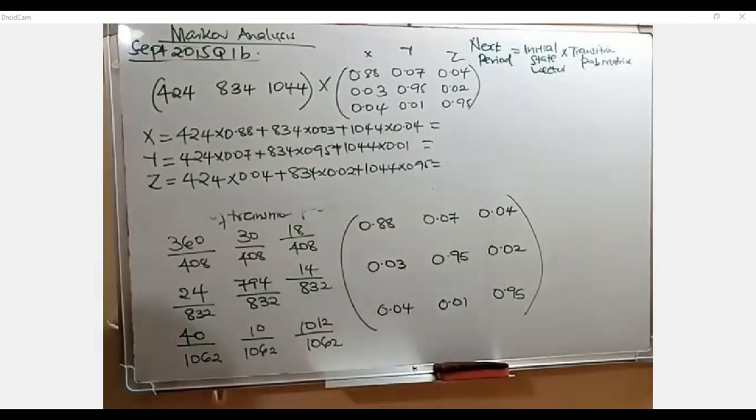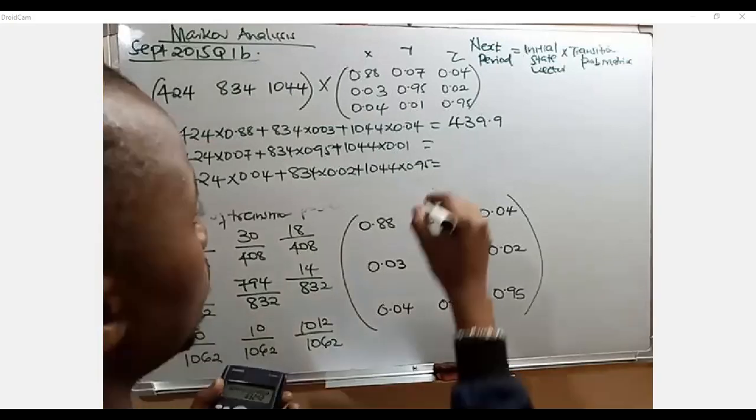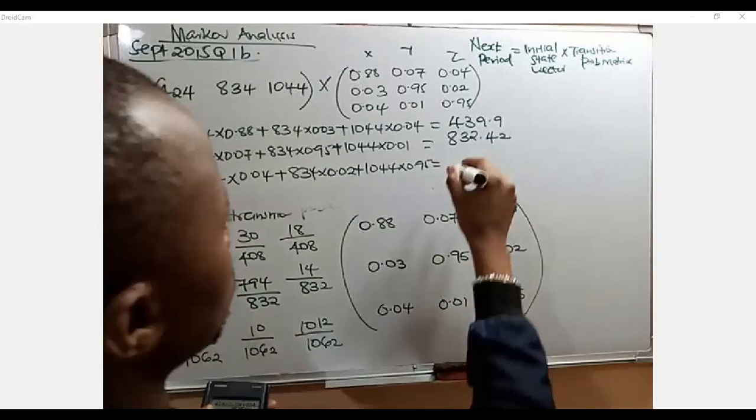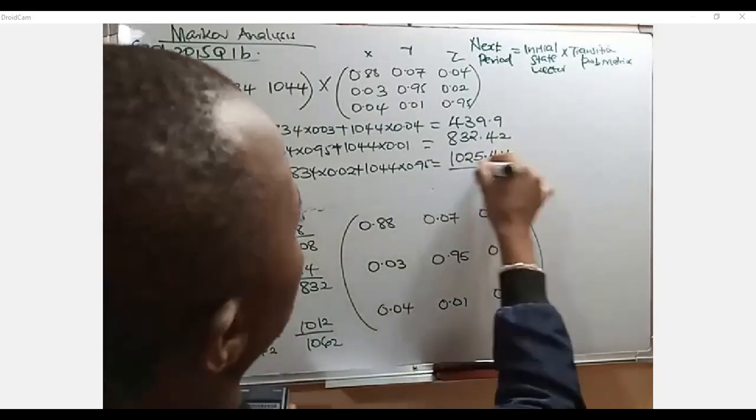So 424 times 0.88 plus 834 times 0.03 plus 1044 times 0.04. Here you are getting 439.9. The second one will be 424 times 0.07 plus 834 times 0.95 plus 1044 times 0.01. That gives 832.42. Then the last one will be 424 times 0.04 plus 834 times 0.02 plus 1044 times 0.95, getting 1025.44.